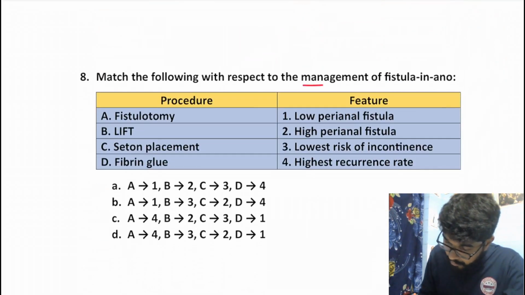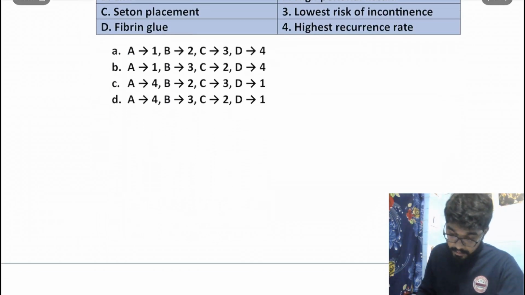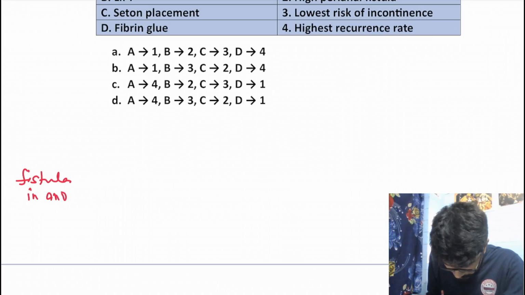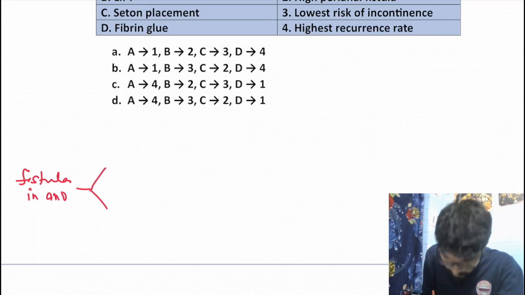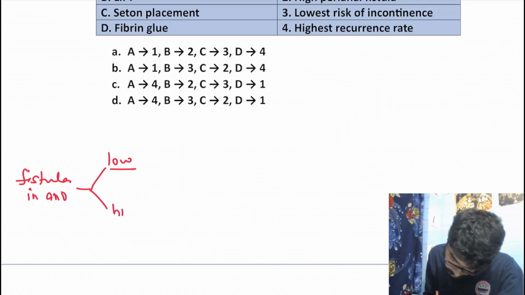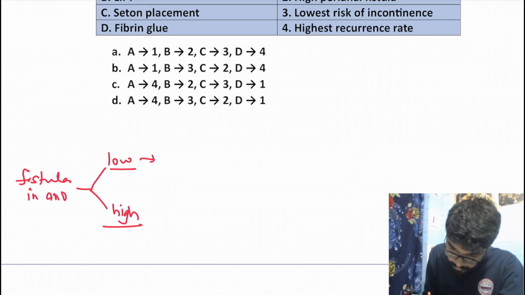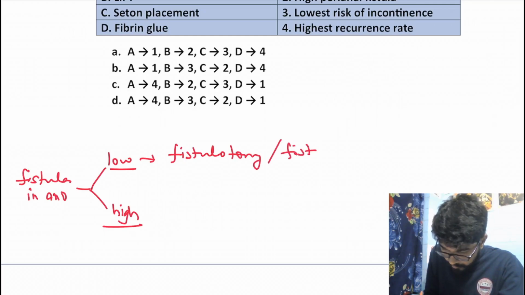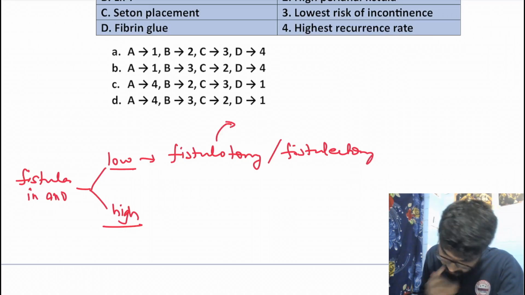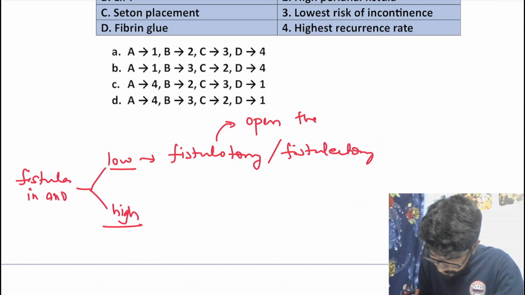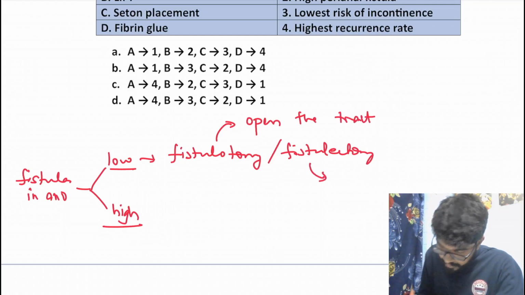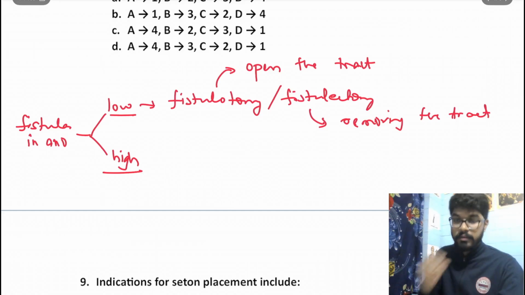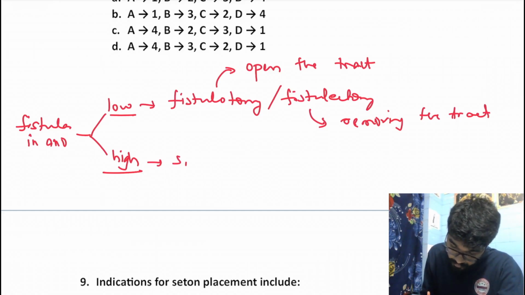Match the following with respect to the management of fistula in ano. Something that we need to know regarding the management of fistula in ano is that it is divided into two broad categories. Number 1 are the low-lying perianal fistulas, number 2 are the high-lying. For low-lying, we have two options: we can go for fistulotomy or fistulectomy. Fistulotomy is nothing but opening the tract, whereas fistulectomy is surgical excision of the tract. And for high, we go for seton placement.